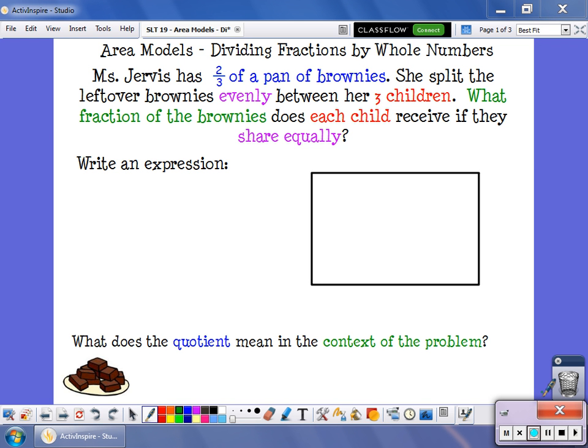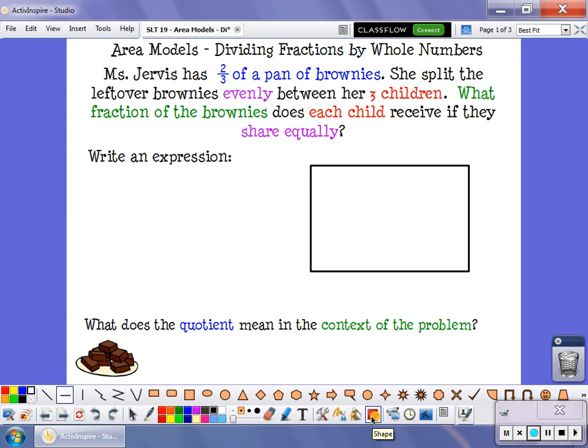We're going to use area models to divide fractions by whole numbers. It's really important for you to be able to visually picture what's going on in a division problem so that your quotients make sense. These models are going to help us see what's happening.